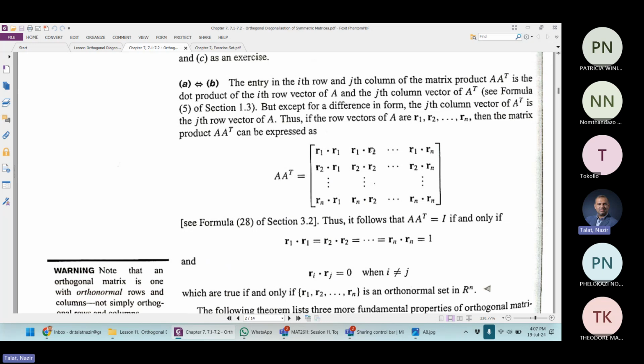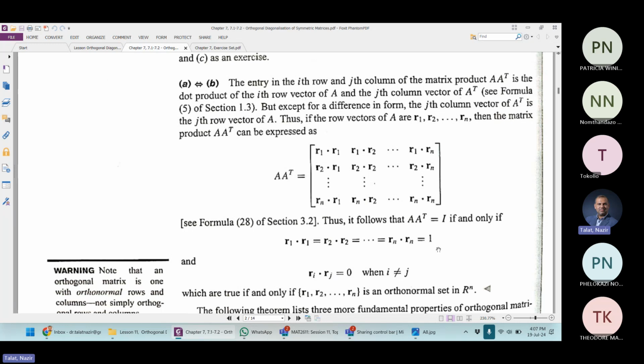It means the rest of the entries are all 0, like R1 multiplied by R2 is 0, R1 multiplied by R3, up to R1 multiplied by Rn. So all upper entries are 0, all lower entries are 0, and R1 times R1 is 1, which means it's not only orthogonal, but also orthonormal. Normal means the inner product is equal to 1. Since the self inner product is 1, that's why we call it orthonormal.